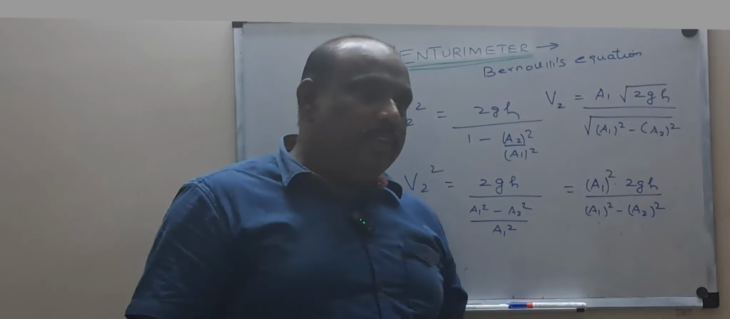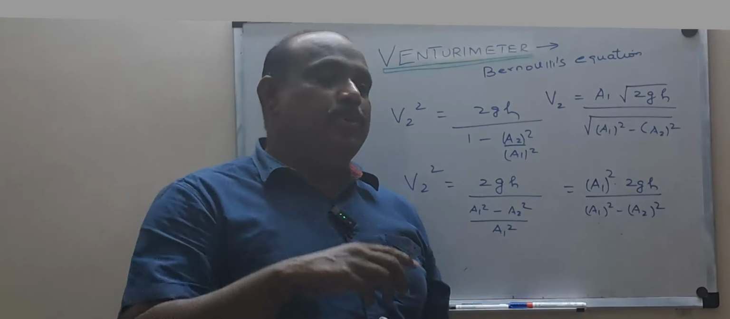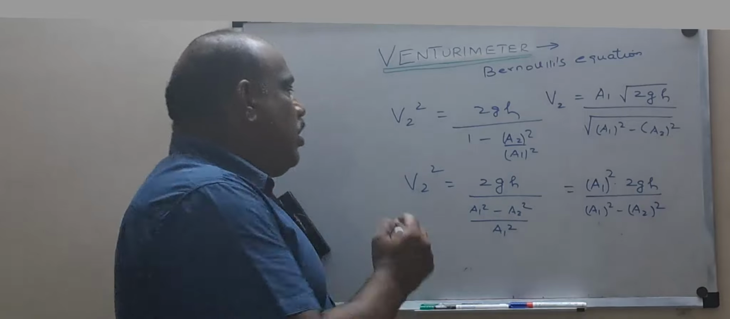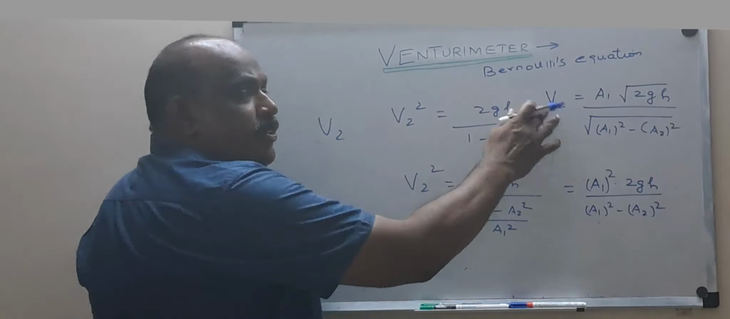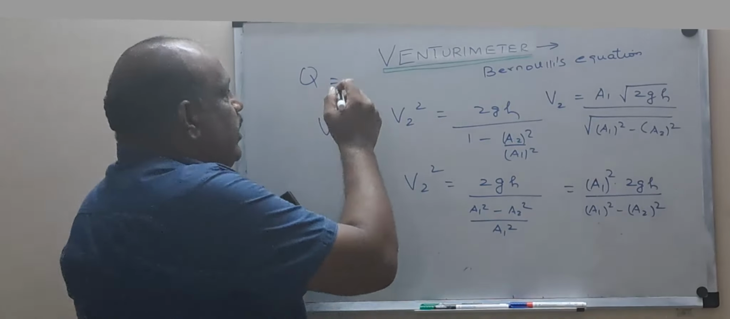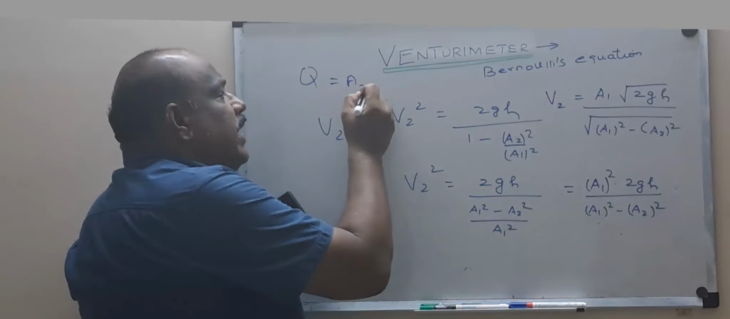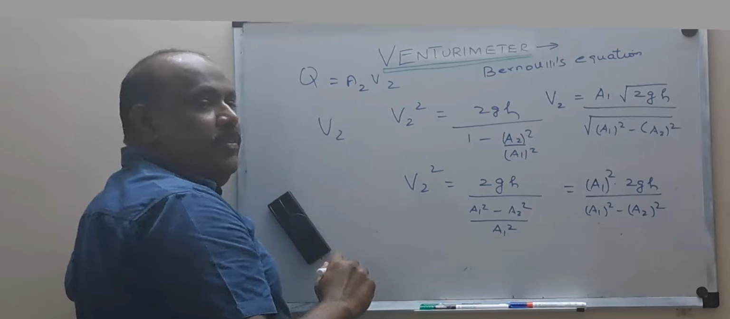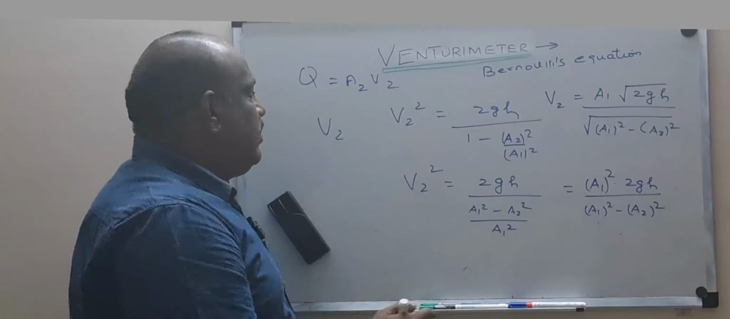Our aim is to find Q. So how to find Q? You know V2 now, but our interest is not V2, our interest is to find Q. What is the formula for Q? Very good, area into velocity. Since it is V2, it should be A2 into V2. Do you know A2? Yes, that's fine.